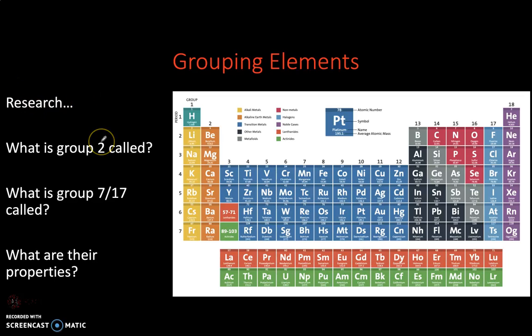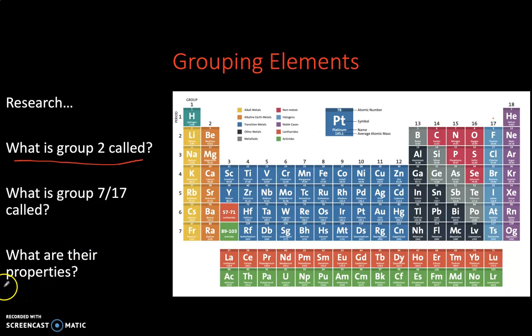Okay, these ones, I would like you to do a little bit of research on your own. What was group 2 called? Okay, so can you read the periodic table, or can you remember what I mentioned before? What is group 7 or 17 called over here? Can you read the periodic table, or can you remember what I said before? What are these ones called?